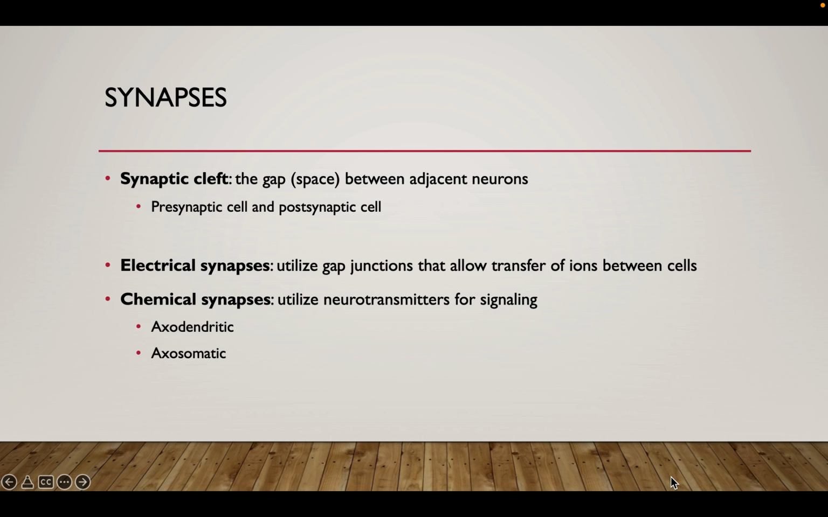And then you can take these chemical synapses and divide them even further. So you have ones called axodendritic and axosomatic. Axodendritic refers to the fact that the axon of one neuron is forming a synapse with the dendrites of another. Okay, and we'll take a look at those. And then axosomatic, you can maybe imagine based on how we define axodendritic, the axon of one neuron is synapsing with the cell body or the soma of another.